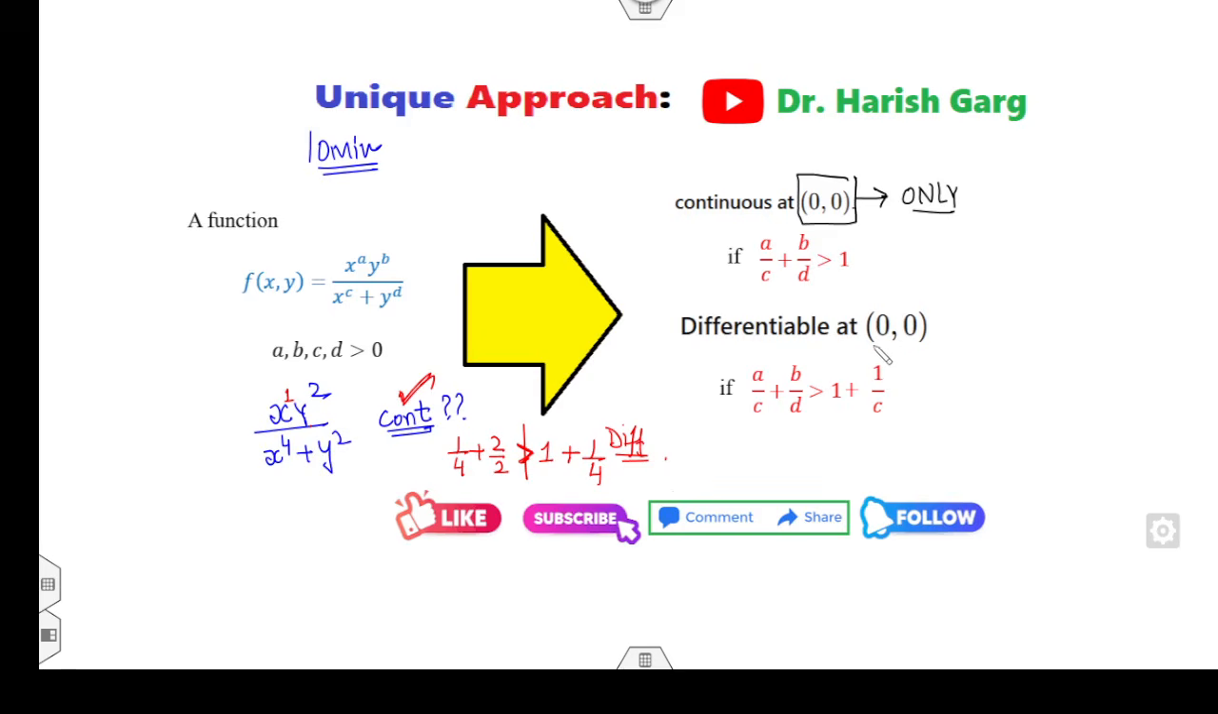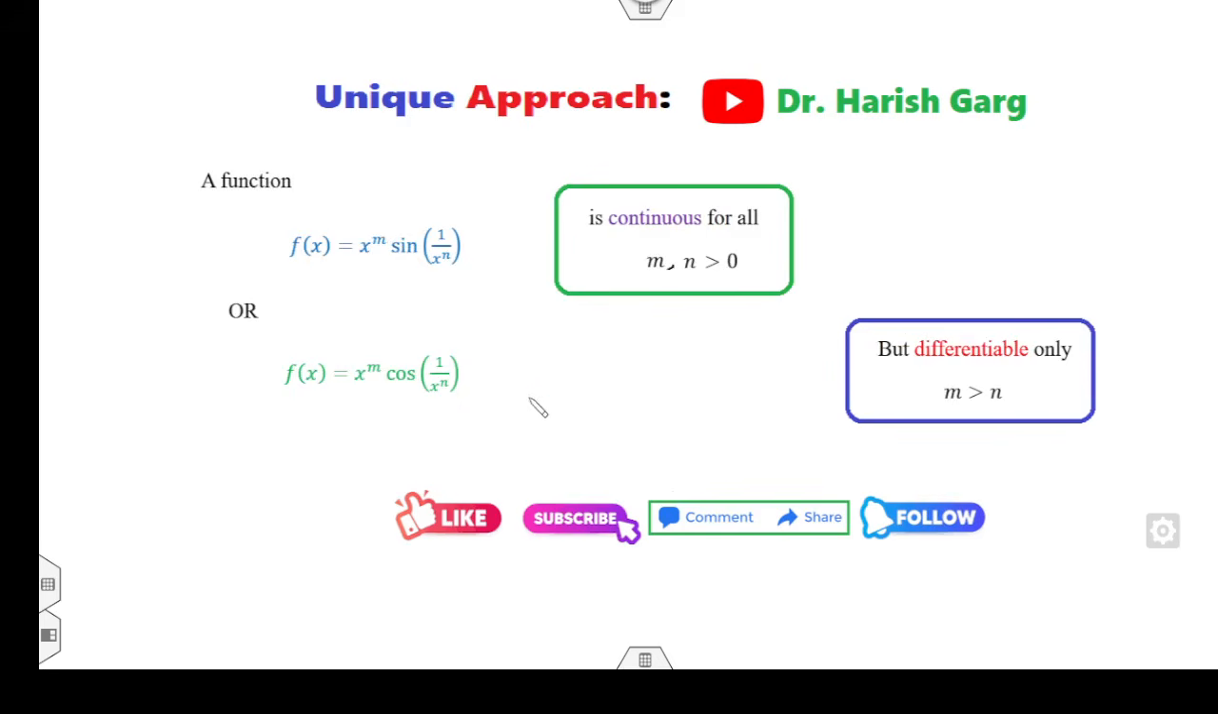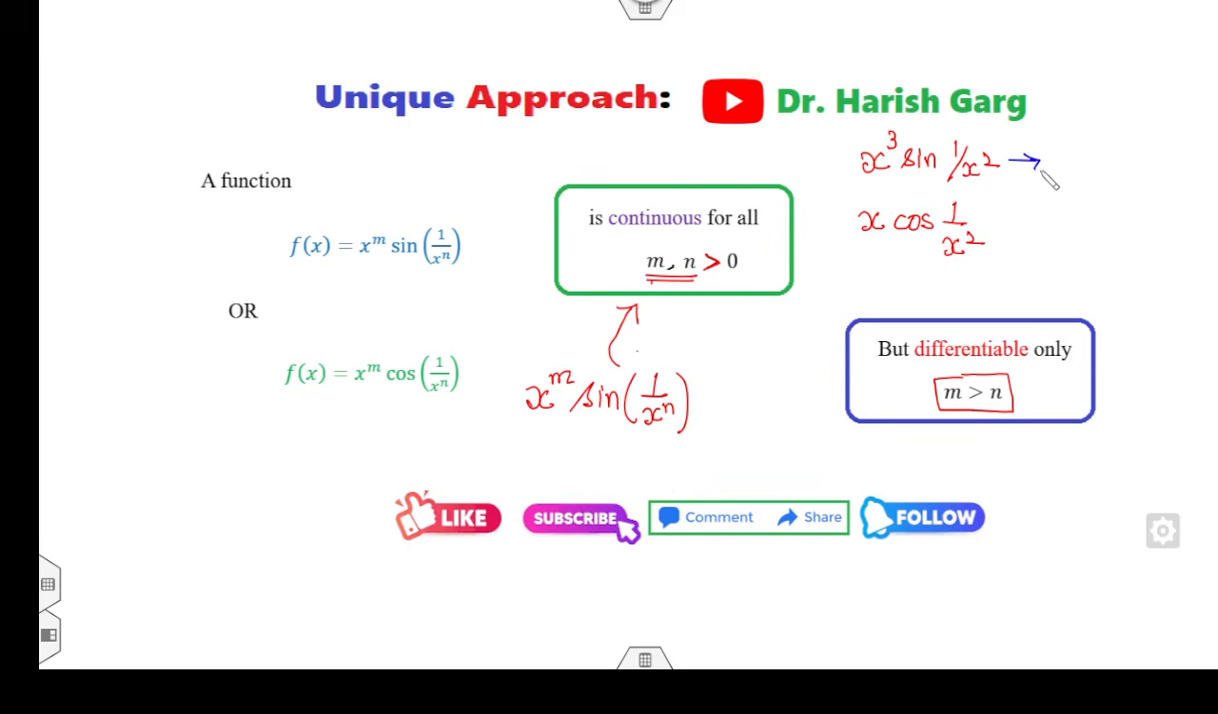Another thing, this is a way only to check at (0,0). On the other hand, if you have functions given in the form of x raised to power m times sine of 1 over x raised to power n, then this kind of function is continuous for all those values of m and n which are positive, and differentiable whenever m is greater than n, like x cube sine 1 over x square, x cos 1 over x square. Is this function continuous? Yes. Why? Because m and n both are greater than 0. In this case, is it continuous?